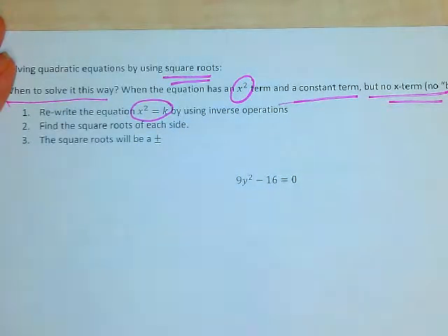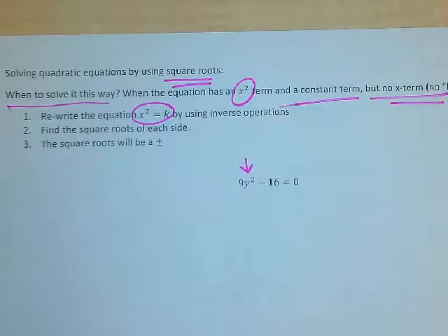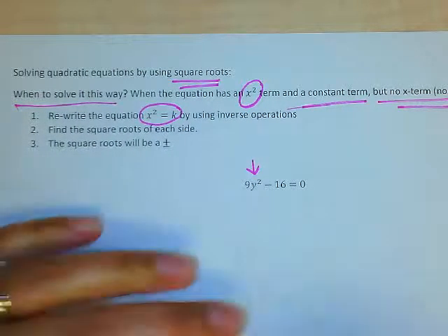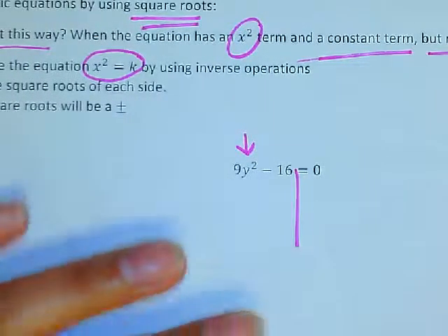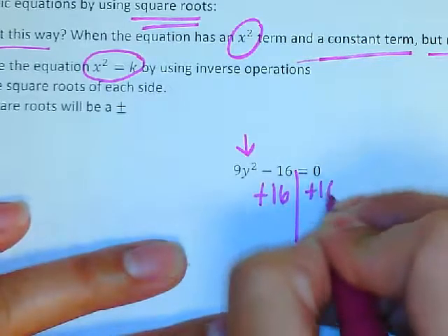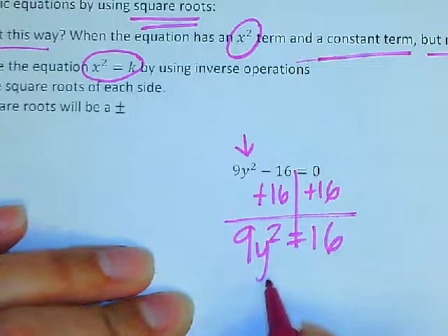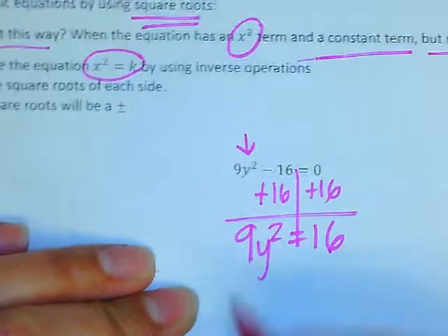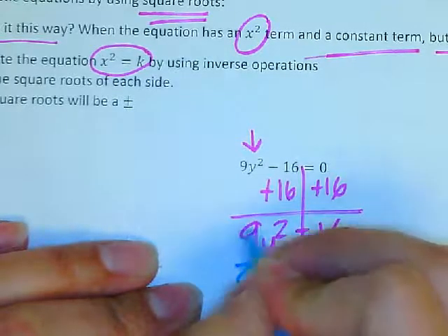Alright, so the very first thing that we're going to do is we're going to write the equation so that it looks like that. In other words, we want to isolate the squared variable so that we can solve for it. So here I'm going to use my inverse operations to move all the constants to one side first. So plus 16. And again, my goal is to have y squared alone here so that I can use square root in a second. So divided by 9.